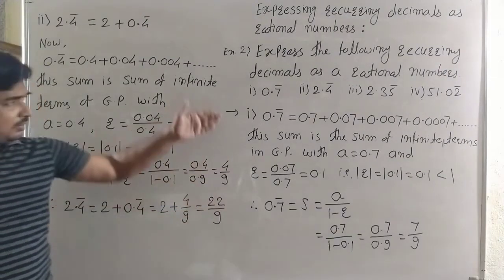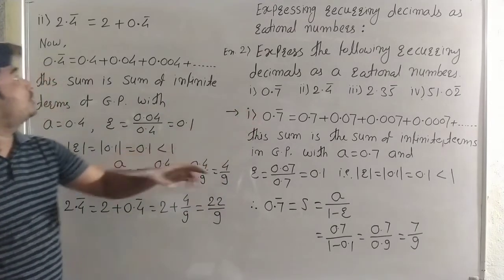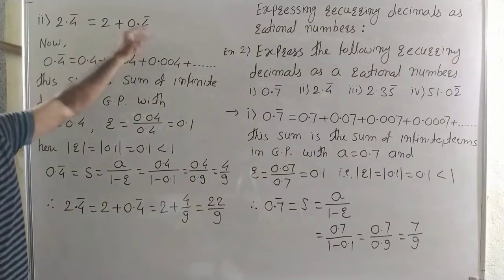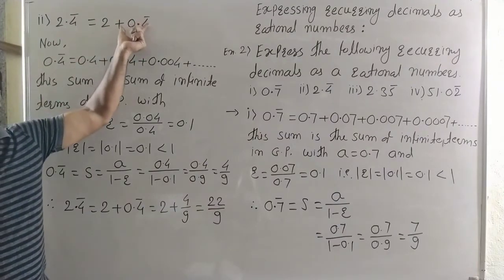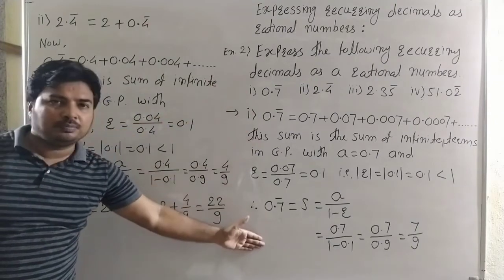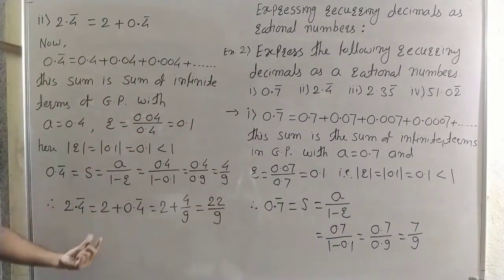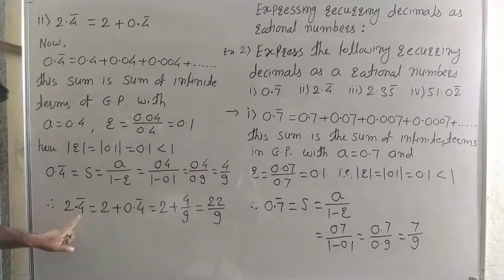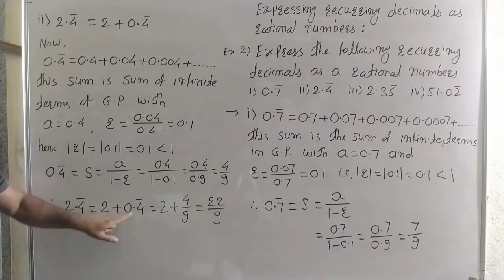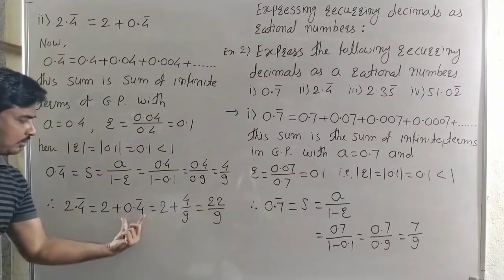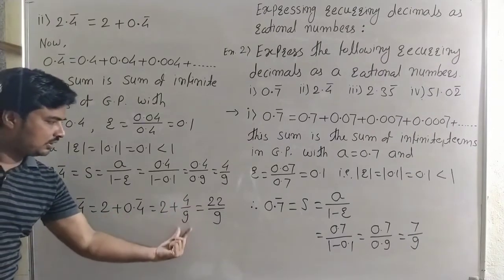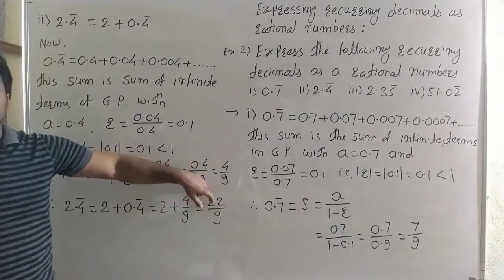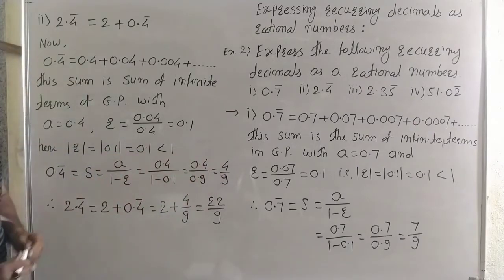See carefully, same as the earlier example. Here it is 2.4 bar, that means 2 plus 0.4, and again we find the value of 0.4 like the 0.7. The value of 0.4 bar is 4 by 9, and then 2.4 bar is 2 plus 0.4 bar, the recurring decimal, and then the addition. That means 2.4 bar can be written as 22 upon 9. Now we see the third example.